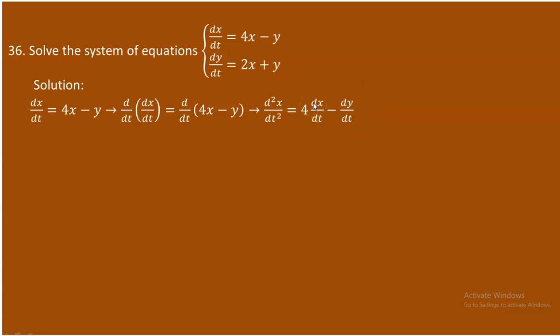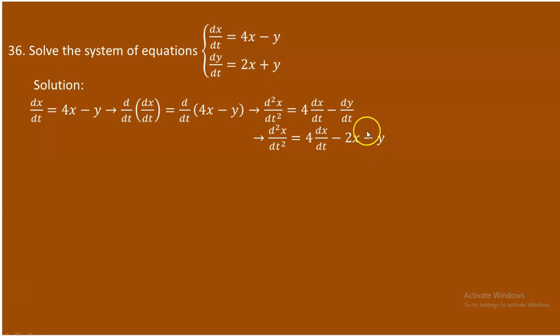Our intention here is to express everything in terms of x, but we have dy over dt here. We know that dy over dt is 2x plus y from the second equation, so we can put 2x plus y here, and minus 2x minus y comes. And still we have y, so in order to avoid this y, you see, we can take minus y.